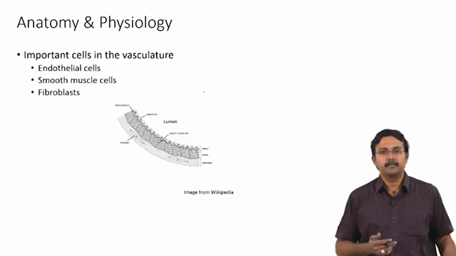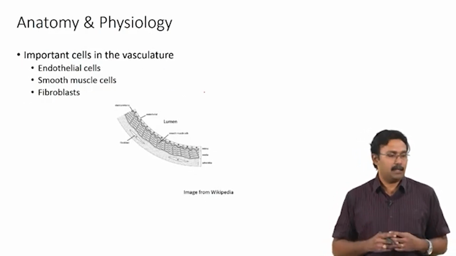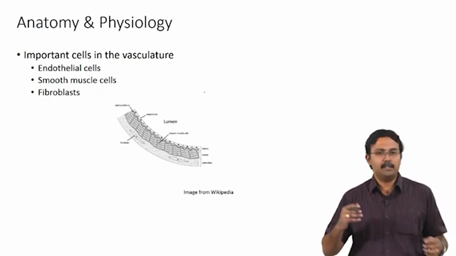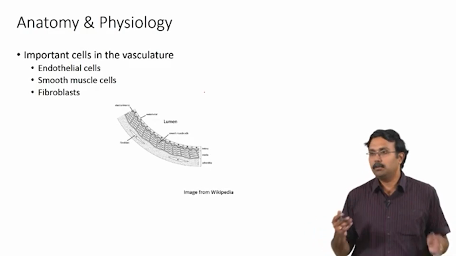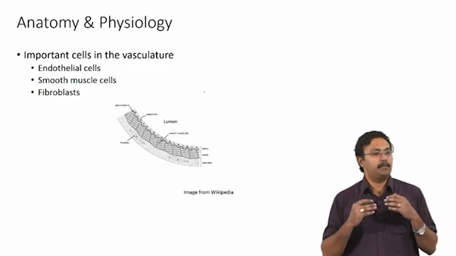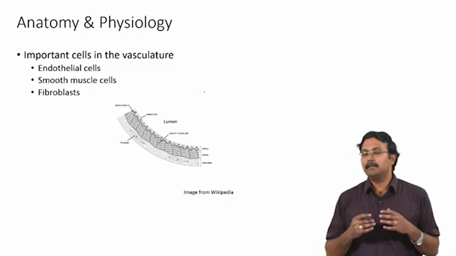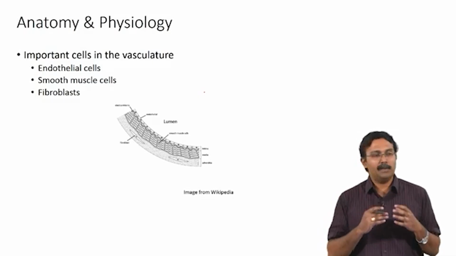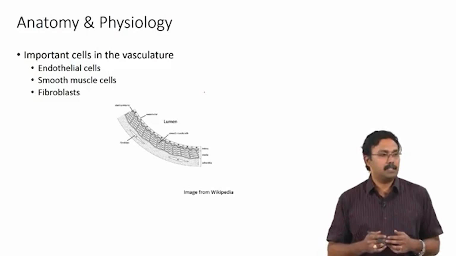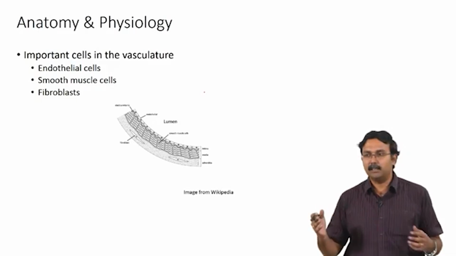So, when you are talking about cells, there are 3 major cells which people look at. You have the tunica intima, which is the innermost layer, which is nothing but an endothelial cell lining. This endothelial lining prevents blood from getting activated, platelets from getting activated. It maintains blood homeostasis. Okay.